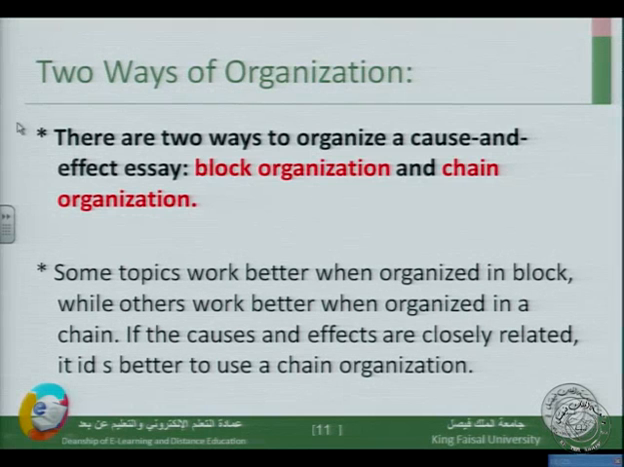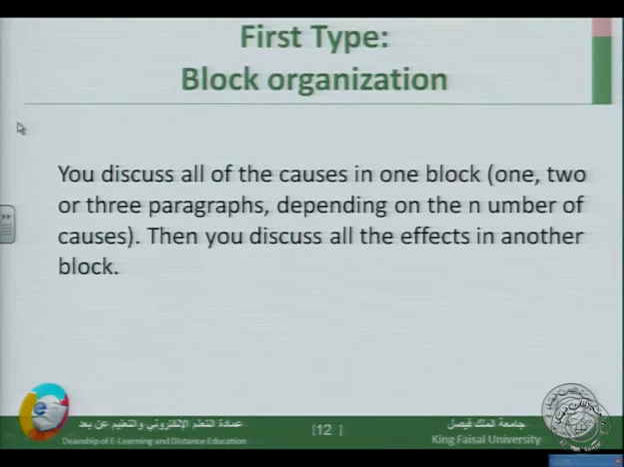So, what are the two ways of organization? Let us discuss it now. The first type, block organization. Here, in the block organization, you need to discuss all of the causes in one block, like one, two, or three paragraphs depending on the number of the causes. Then, after you mention all the causes, you can discuss all the effects in another block. Okay?